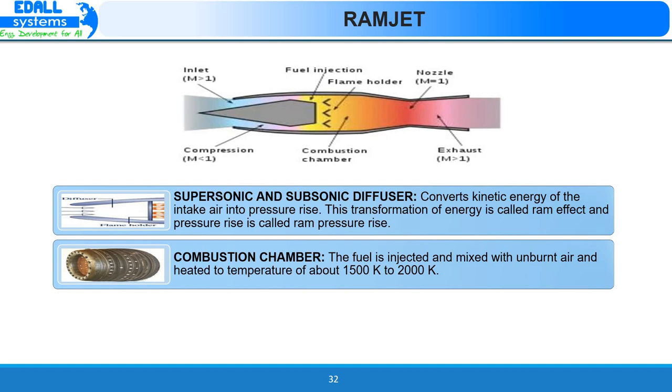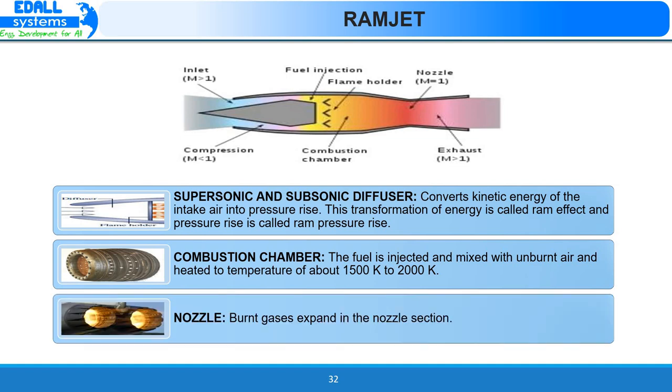This principle of ram pressure rise is used in ramjet engines, which is achieved in the diffuser section of the ramjet engine. In ramjet engines, combustion occurs at subsonic speeds in the combustion chamber, where the temperature is 1500 Kelvin to 2000 Kelvin. Next, the exhaust gases are expelled out through the nozzle section.